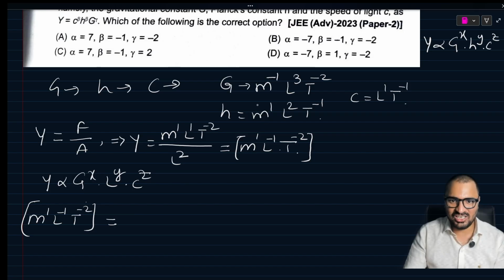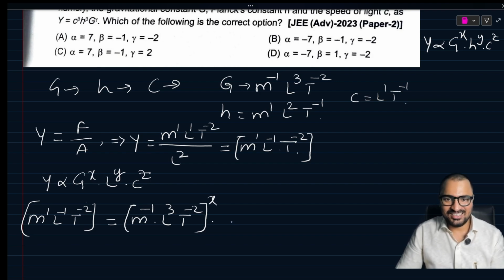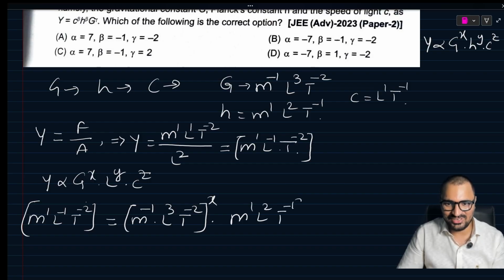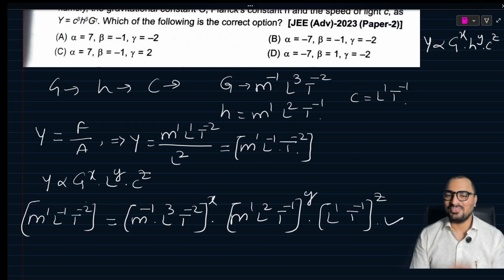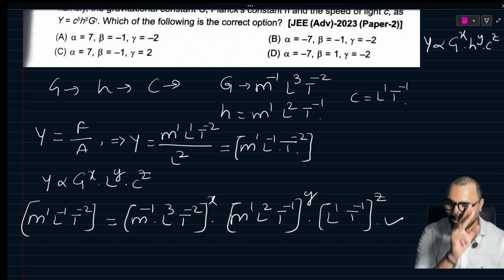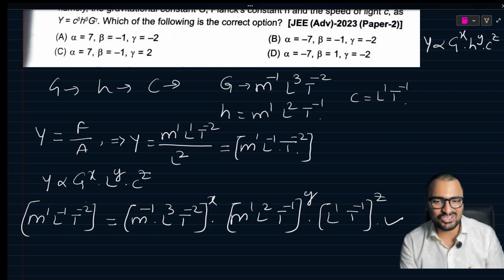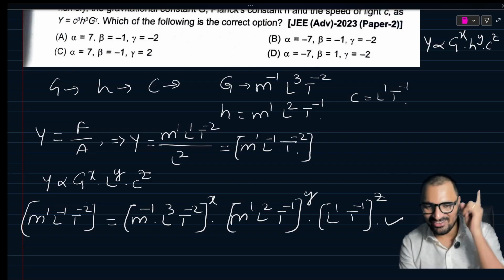And G is M minus 1 L cube T minus 2, whole power x; H is M1 L2 T minus 1, whole power y; and C is L1 T minus 1, whole power z, right? Yes. So this task is for you: simplify the equation and find the x, y, z values.